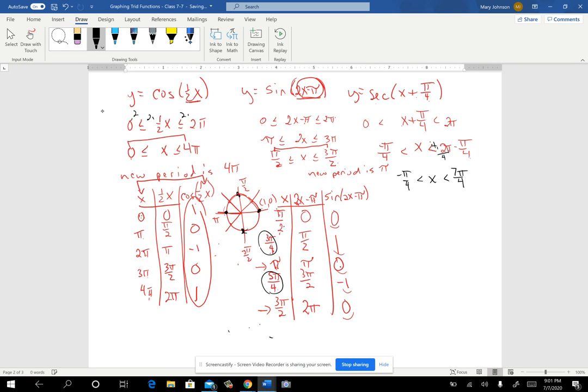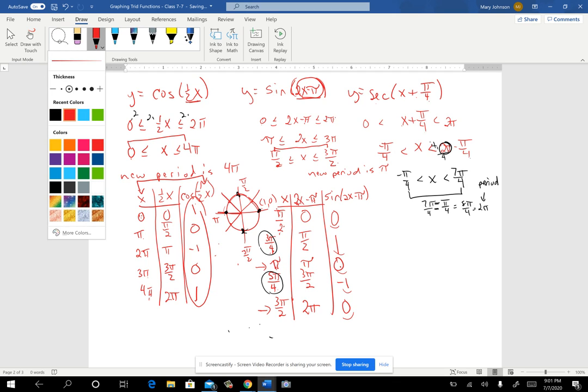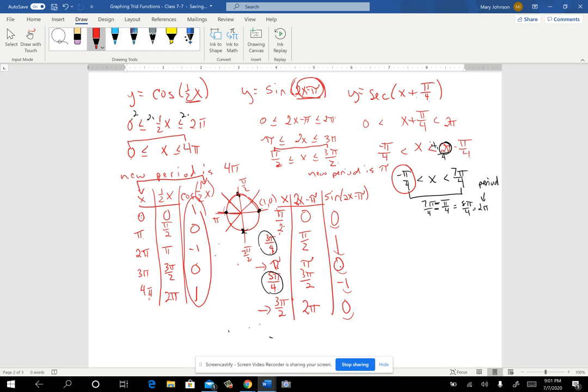Okay. Now, if you look at the difference between these two, or if you look at that portion right there, okay, that's the new period. So the period didn't really change. 7 pi over 4 minus negative pi over 4. So minus a negative. I wind up getting 8 pi over 4, or 2 pi. So that's the period still. But you see how the beginning point is now different? Okay, that's a phase shift.